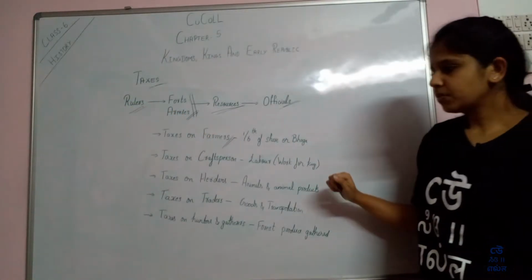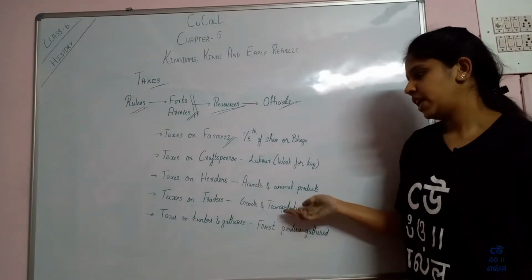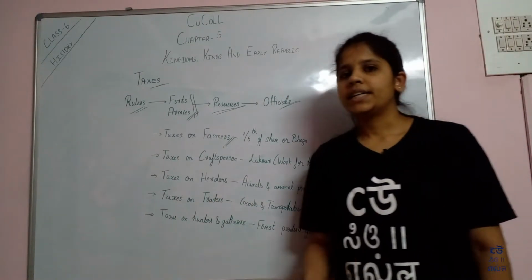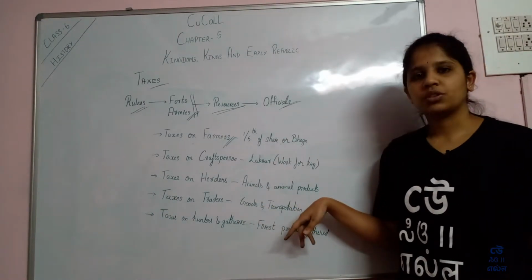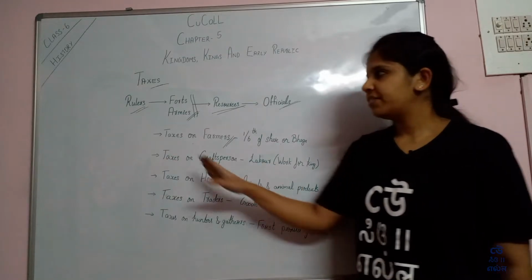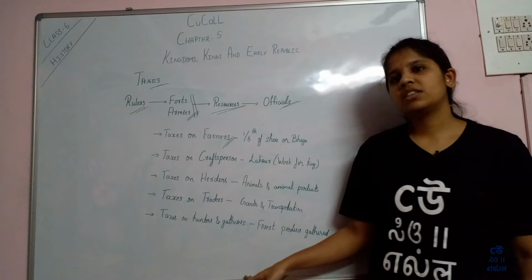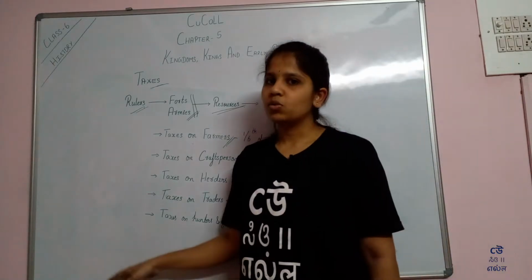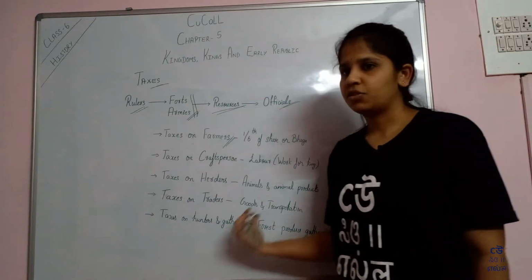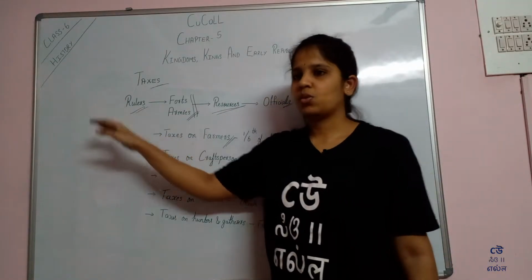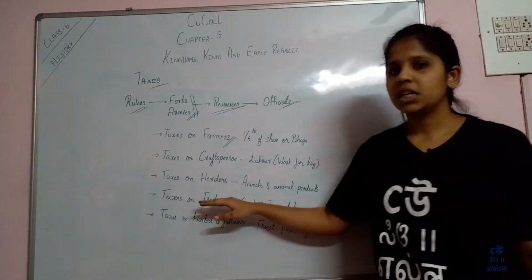Next, how were taxes paid by the traders? They had to pay tax for goods and the transportation of the goods. If they used water transport, that is, if they transported the goods by water route, they had to pay the taxes for that to the raja. So in that way, the raja collected the taxes from the traders.